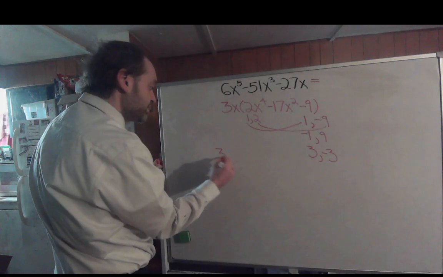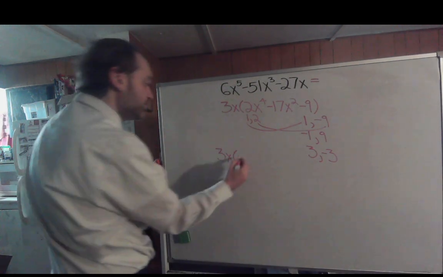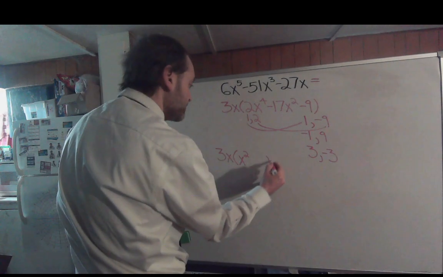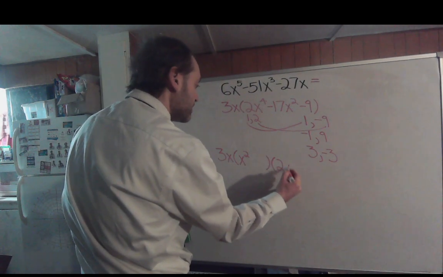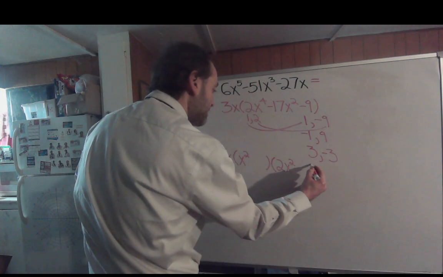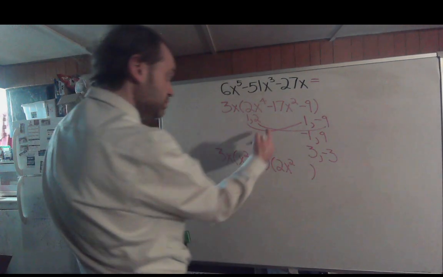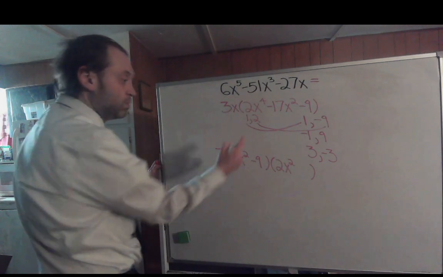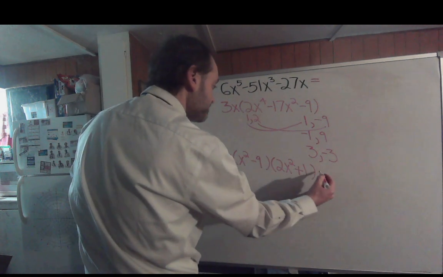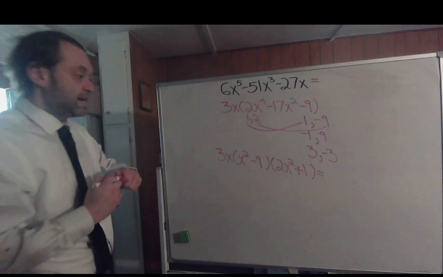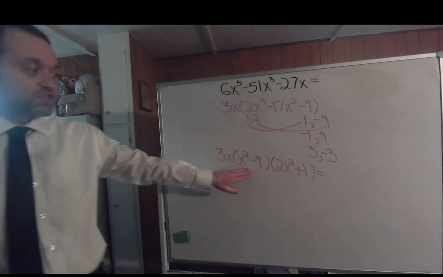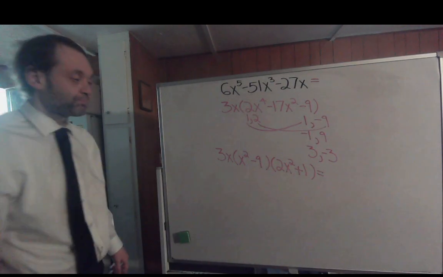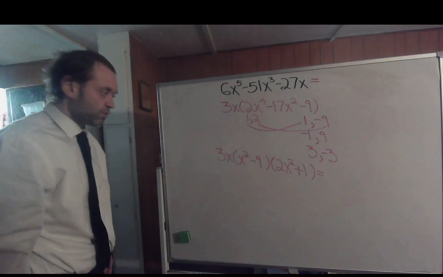So this should turn into 3x times the quantity of x squared, and then that's for your first quantity. You'll have a 2x squared in your next quantity. All right, so 2 was multiplied by what? Negative 9, so you'd have x squared minus 9. 1 was multiplied by 1. All right, so this breaks down into 3x times the quantity of x squared minus 9 times the quantity of 2x squared plus 1.